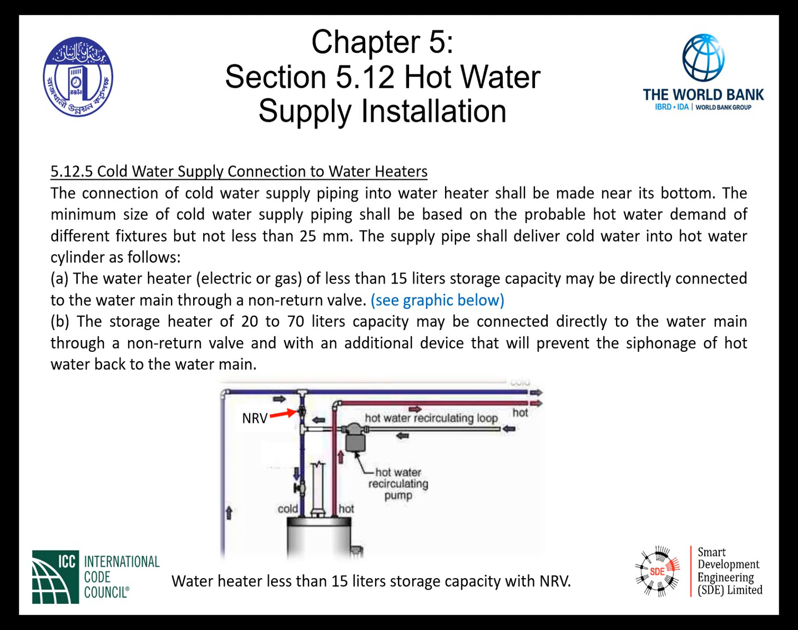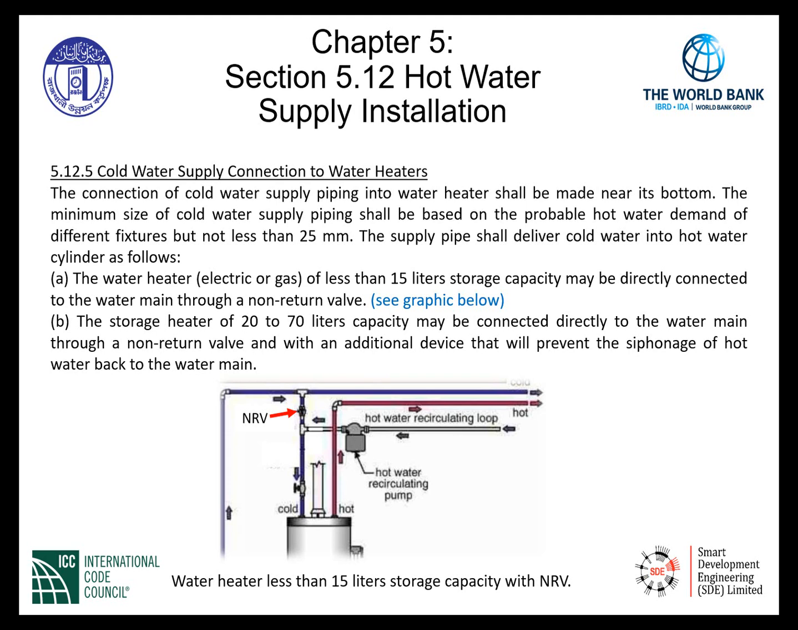If we see the graphic below, we have a water heater, less than 15 liters storage capacity, with a non-return valve piped in accordingly. So the cold water piping above the water heater contains the branch, and then the non-return valve is piped in accordingly before it enters the water heater.